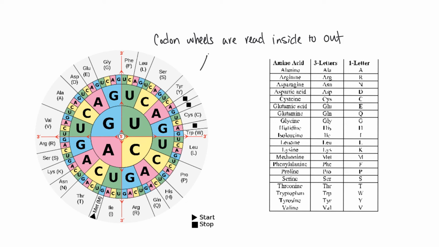So let's use the example A, U, G. Our first letter is A, our second letter is U, and our third letter is G, so we're going to work our way inside out. We start in the A, we proceed to the U, then we go to the G, and it tells us that that is methionine. M-E-T, the three-letter code, is for methionine. Sorry that the quality of that image is not great. It's spelled M-E-T-H-I-O-N-I-N-E, methionine.